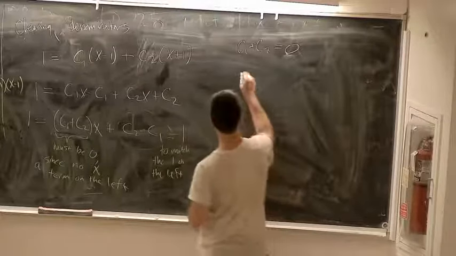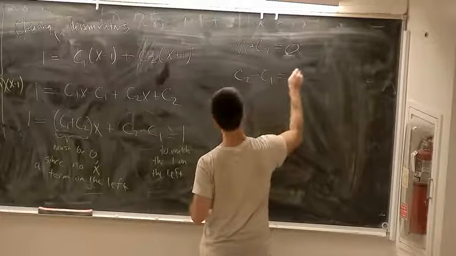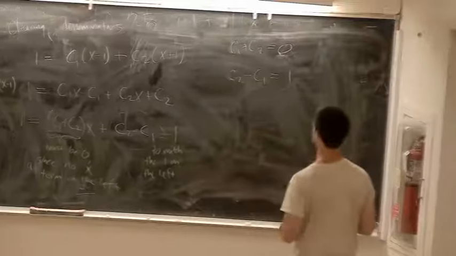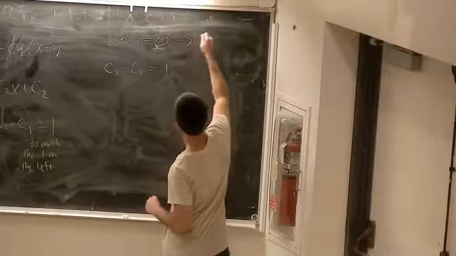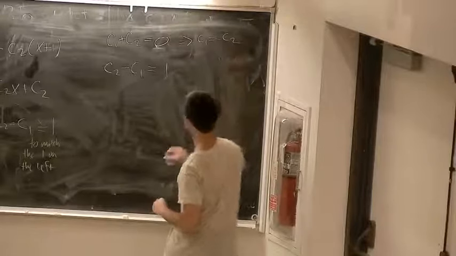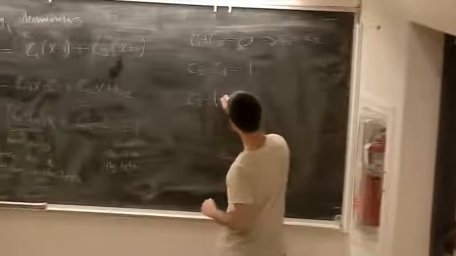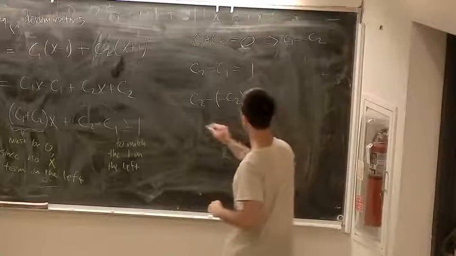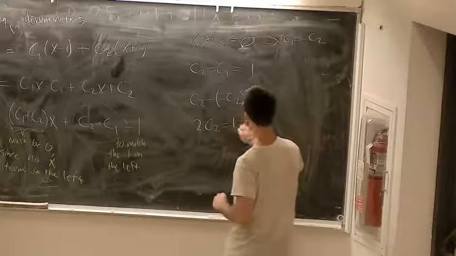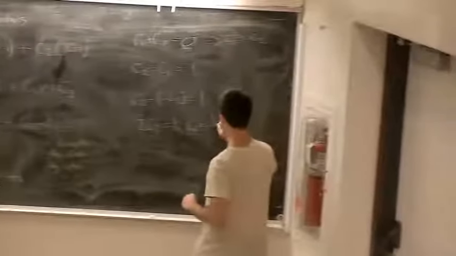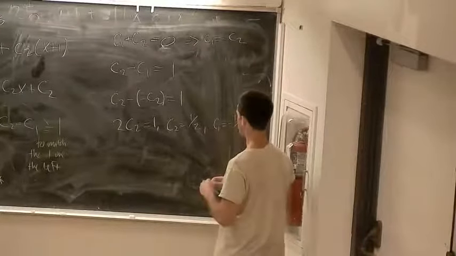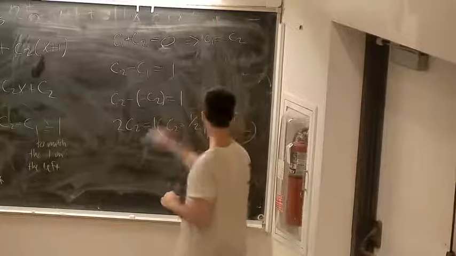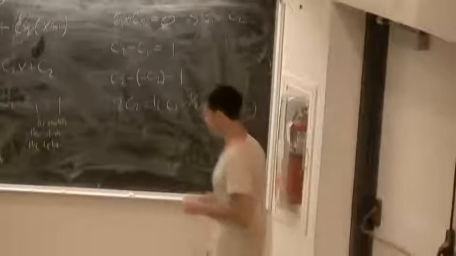Okay, so C2 minus C1 is equal to 1. Well, let's see. Apparently C1 is minus C2. So C2 minus negative C2 equals 1. 2C2 equals 1, C2 equals 1/2. And C1 is minus 1/2. Cool, okay. So I figured out what my constants were.